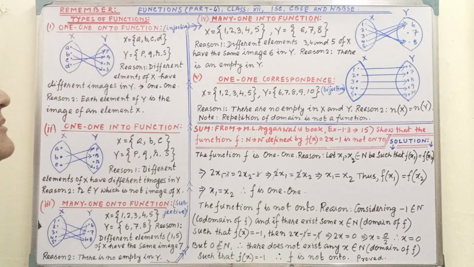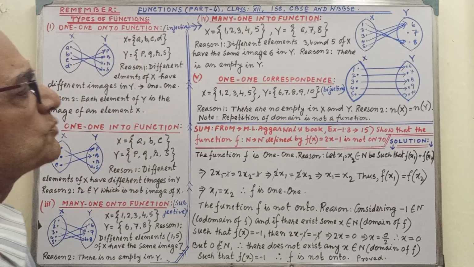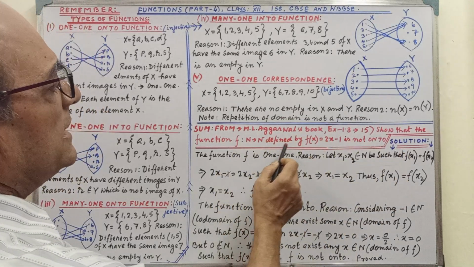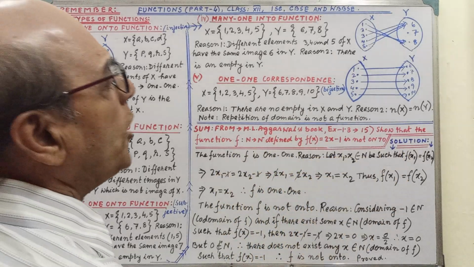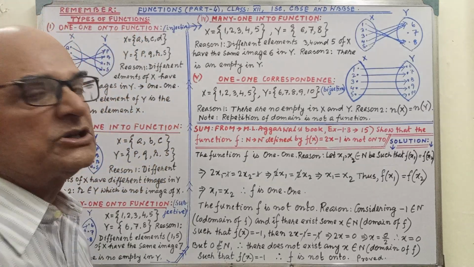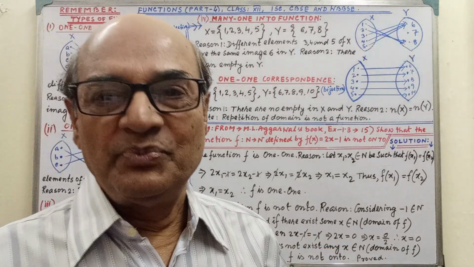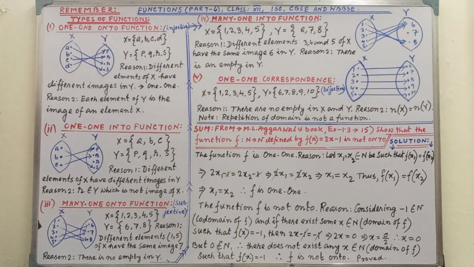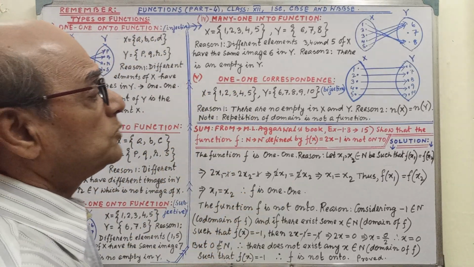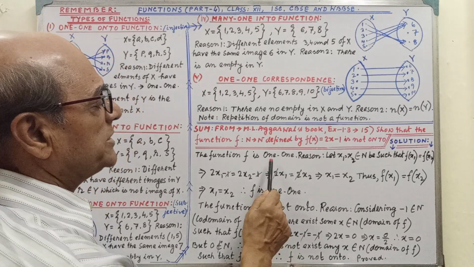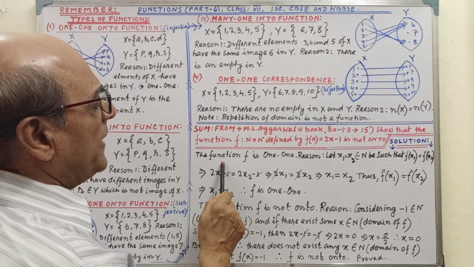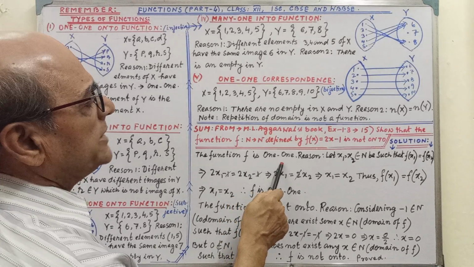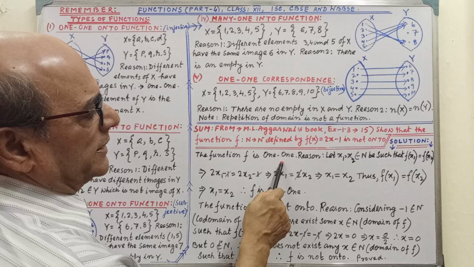Next, one sum is given from ML Agarwal's book, exercise 1.3, sum number 15. The function defined by this is not an onto function. This you have to prove. We have got the definition. Now, in which way we are proving, that you have to notice attentively. The function f is one-one, that is what we are considering.